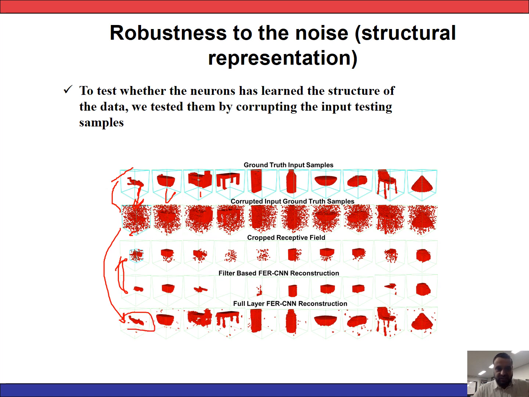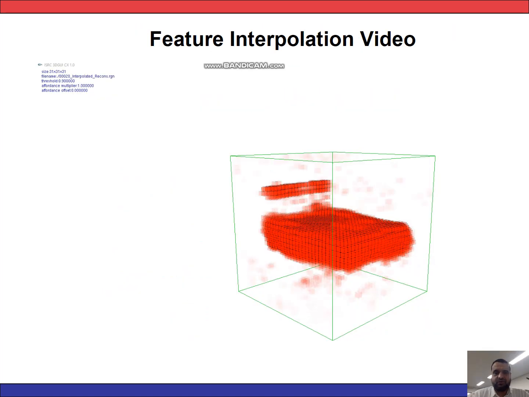Here we can see that it can reconstruct this aeroplane from this noisy input. Similarly, it can reconstruct this bathtub from this noise. So the output is somewhat clean. It means that this neural network learns the structure of the object. Here we can see that even the input with noise is reconstructed by using the proposed feature extraction and reconstruction neural network. Here I am going to show the video of the feature interpolation using our approach.